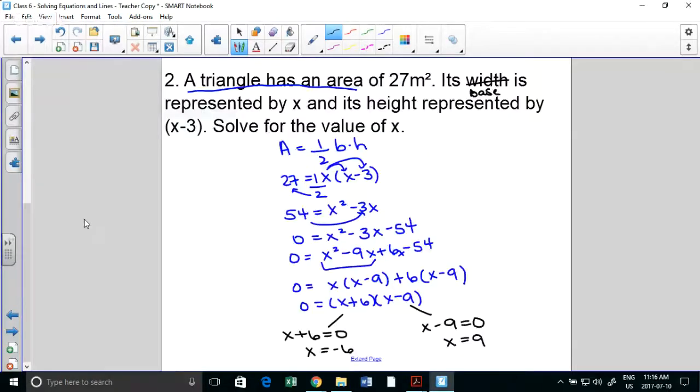Now, in the problem, it said that the base of the triangle is x. What does a base of negative 6 mean? It means nothing. It's nonsense. So I have to reject this answer. So my base is 9. My x value is 9. Because the negative 6 doesn't make sense in the context of my question, I reject the answer.